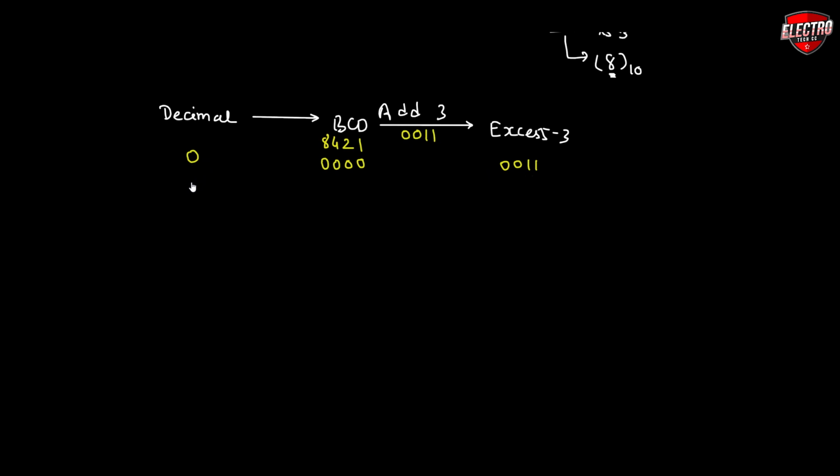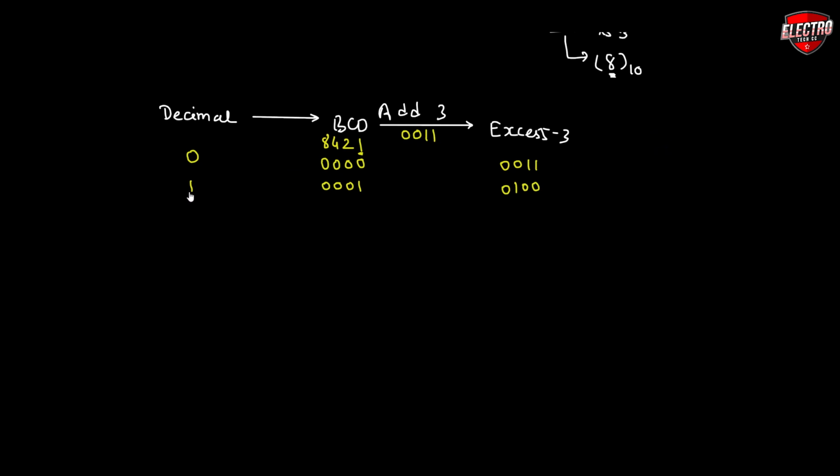Okay, next decimal number, that is 1. If we convert this 1 into BCD code, then we use 1 in the first position, and the remaining bits are 0. So 0001. Now if we add 3, or 0011, to this code, then we get 0100. Let's check how we get this Excess-3 code.